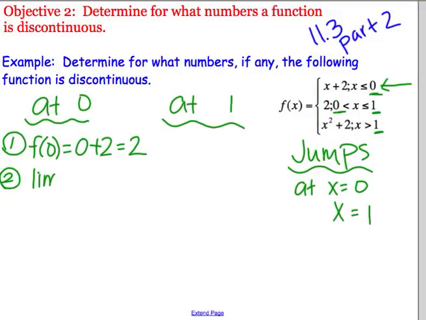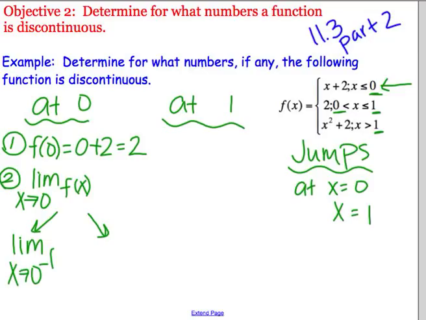Now, we're going to need to test the limit. The problem is that when we're approaching from one side or the other, we're going to be at two different pieces of this graph. So we're actually going to want to split it into both those limits, from the left side and from the right side.